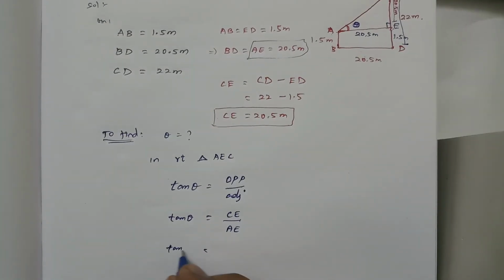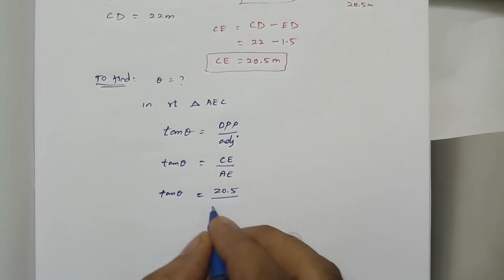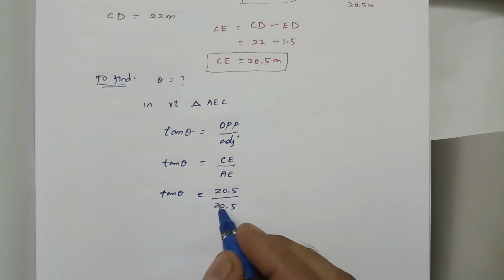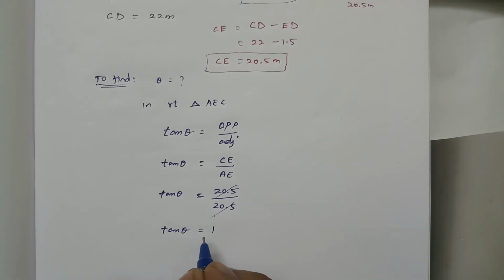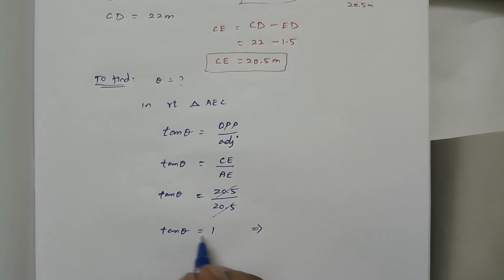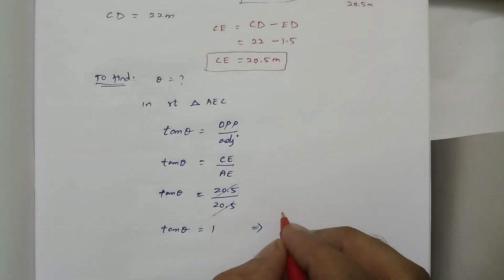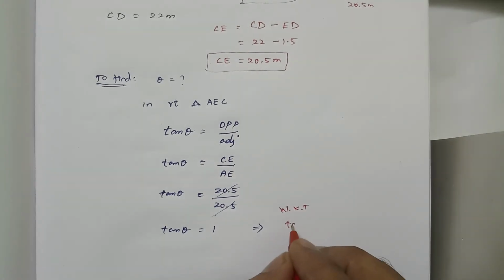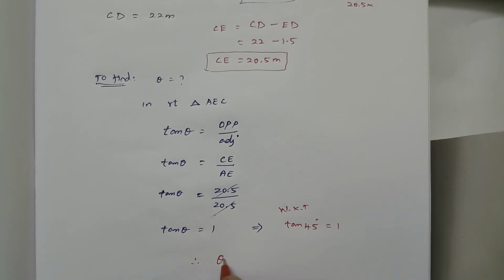So tan theta is equal to 20.5 divided by 20.5. Any other possible simplification? Yes, 1. So tan theta is equal to 1. Now we have to compare with the trigonometric ratios of specific angles table. Tan which angle is equal to 1? Tan 45 degree is equal to 1. Therefore, theta is equal to 45 degree.